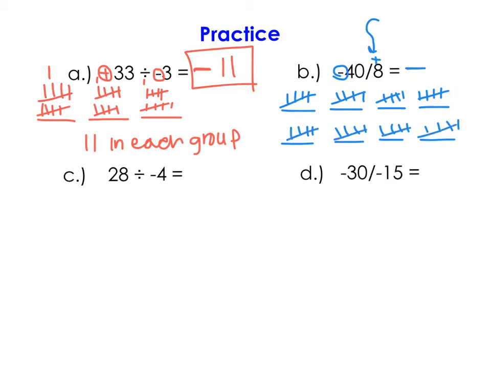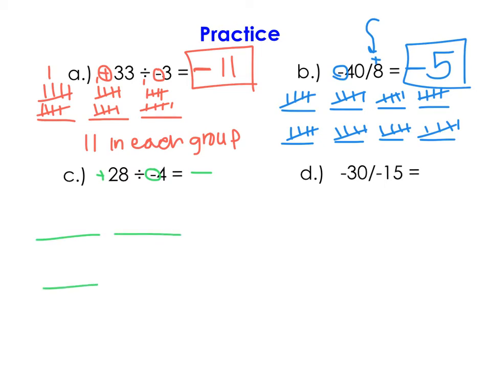So now I can very visually see that I have 5 items in each group, so negative 40 divided by 8 is a negative 5. Moving on to the next one here, we have 28 divided by negative 4, so a positive divided by a negative. Those are two different signs, so my result will be negative.